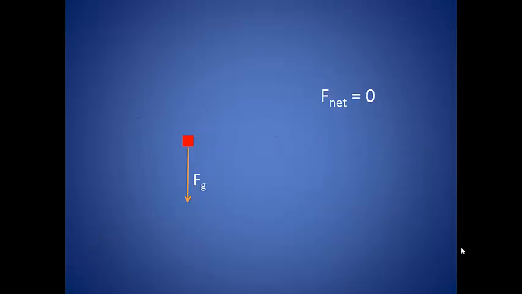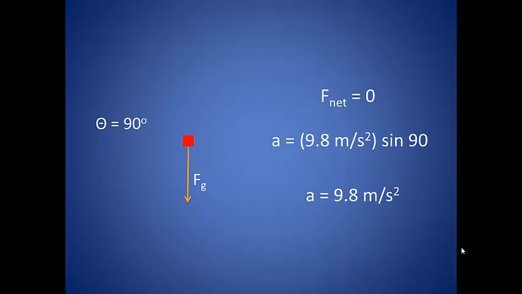What if our object is in free fall? Well, there is no normal force now to work against the gravitational force. The angle of our incline can be defined as 90 degrees, and the sine of a 90-degree angle is 1. This gives us an acceleration of 9.8 meters per second squared.